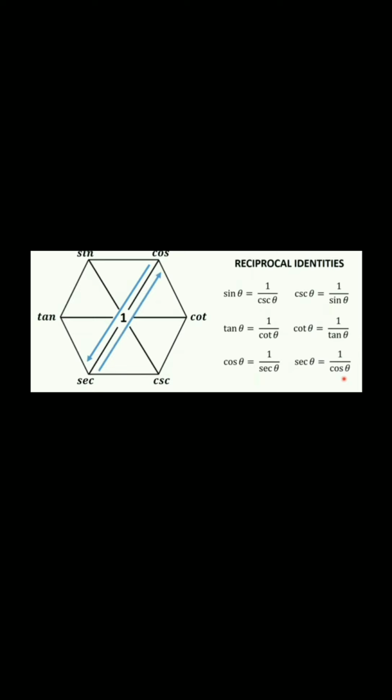So you can also derive these identities. For example, sine theta times cosecant theta equals 1. Tangent times cotangent equals 1. Cosine times secant is equal to 1. So let's proceed to another one.